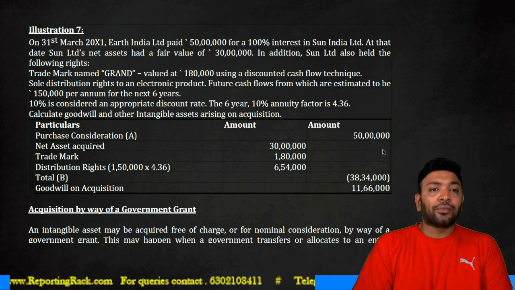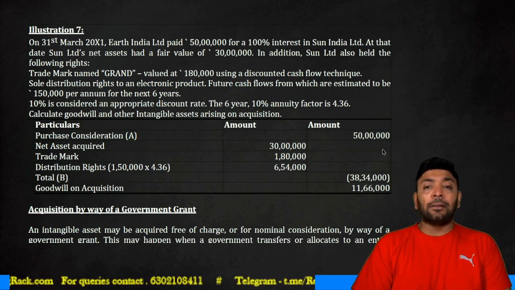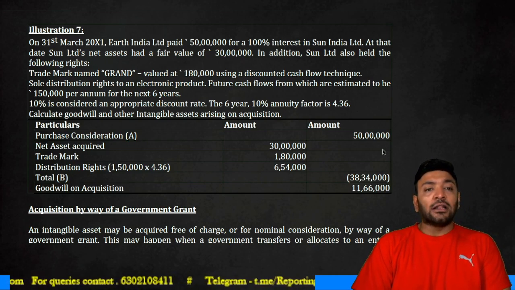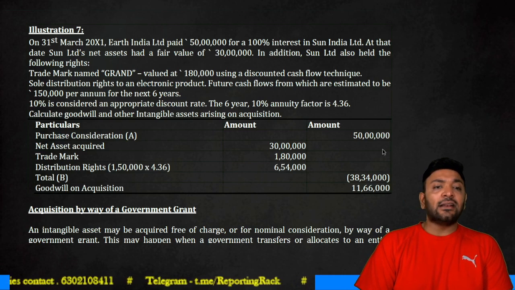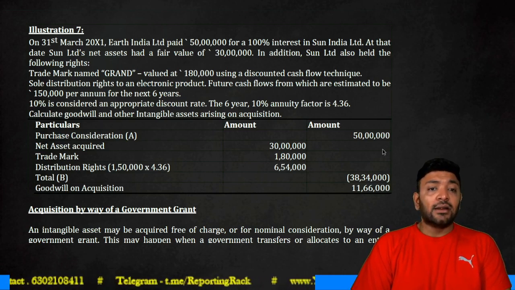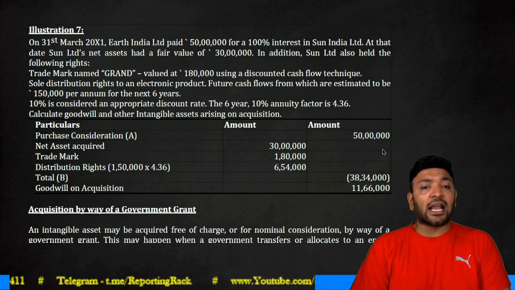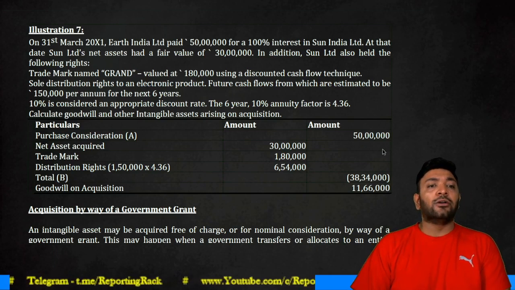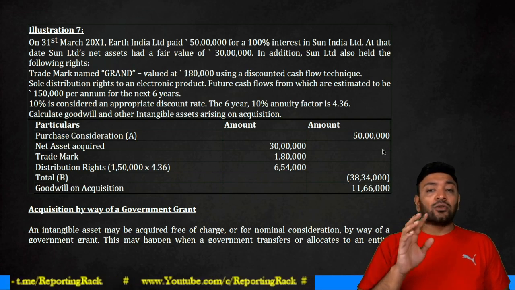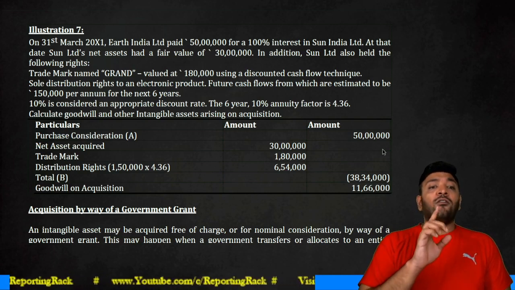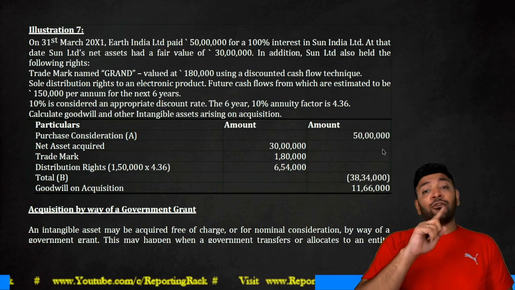Illustration number 7. On 31st March, Earth Limited paid 50 lakh rupees for 100% interest in Sun Limited. On the date, Sun Limited's net assets had a fair value of 30 lakh rupees. In addition, Sun also held the following rights. Trademark of Grand, valued at 1,80,000 using discounted cash flow technique. That is the fair value of the trademark. Sole distribution right of an electronic product, with future cash flows estimated to be 1,50,000 rupees per annum for the next 6 years.